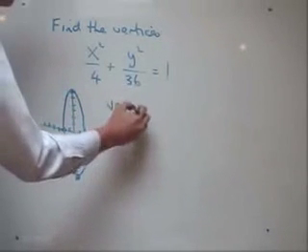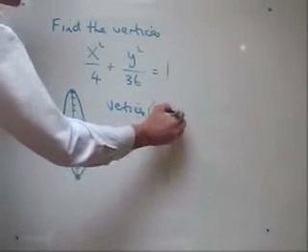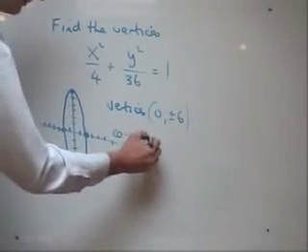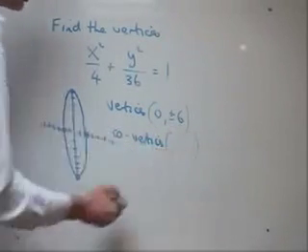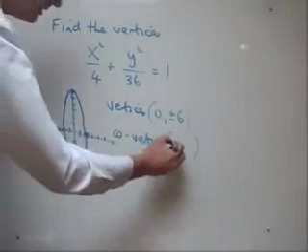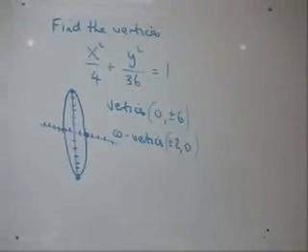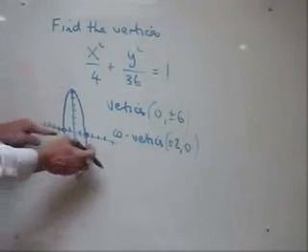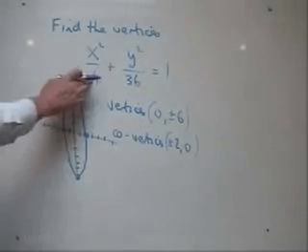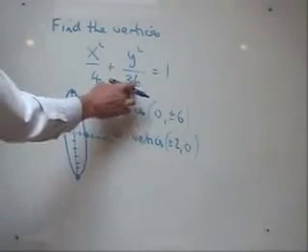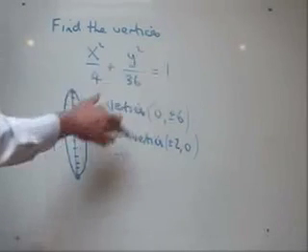The vertices are going to be the top ones here. Vertices equal (0, plus or minus 6). And the co-vertices, which we're not really asked for, are these two small ones, (plus or minus 2, 0). Okay, so vertices long, co-vertices short. The square root of the number underneath the x gives the x-intercepts, and the square root of the number underneath the y gives the y-intercepts.